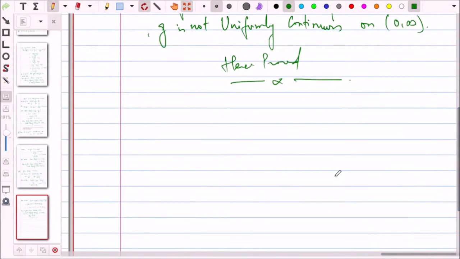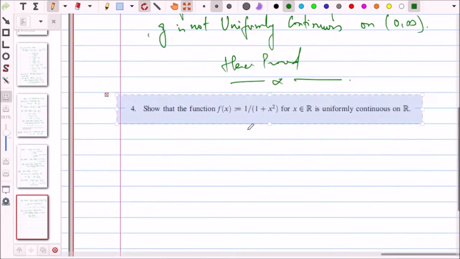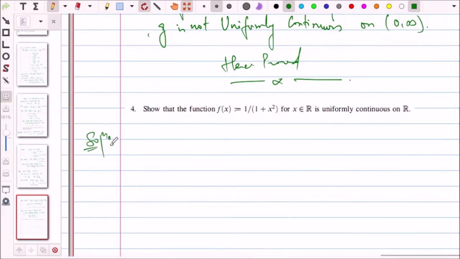In question number 4, we are given the function f of x equal to 1 upon 1 plus x square. We have to show that it is uniformly continuous on the whole real line R. So let us start. For that we will consider any epsilon greater than 0. Let epsilon greater than 0 be any real number.